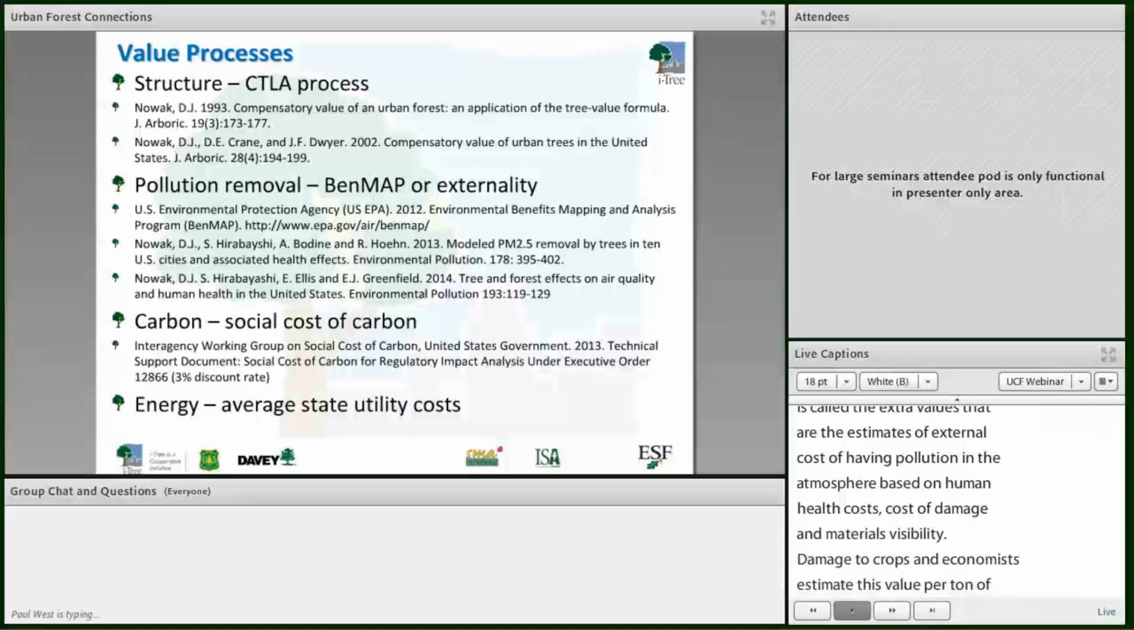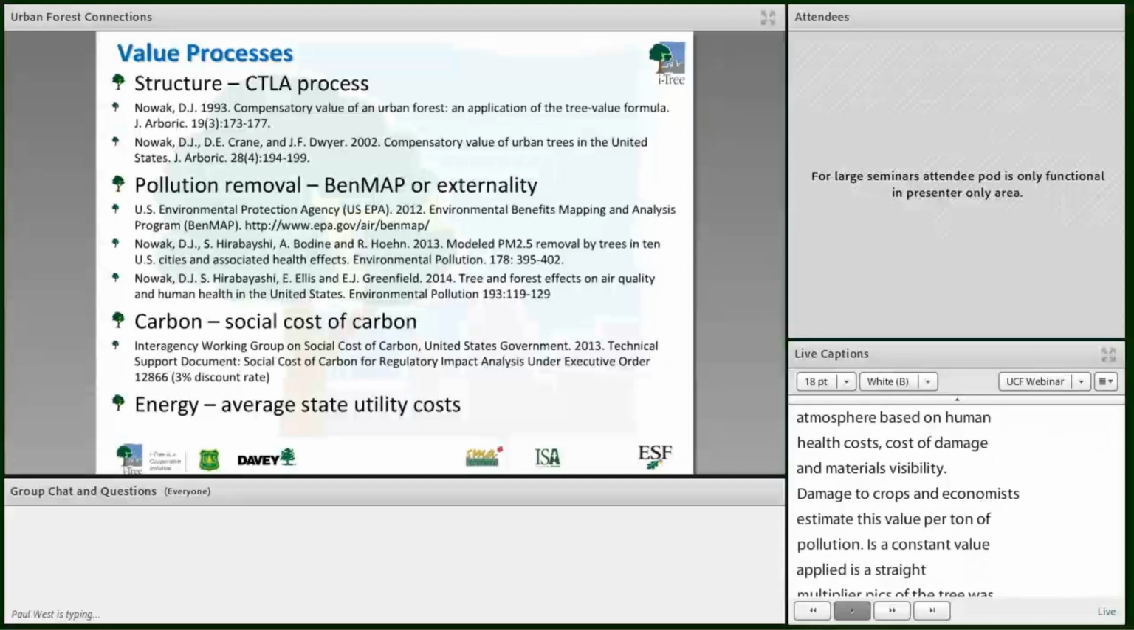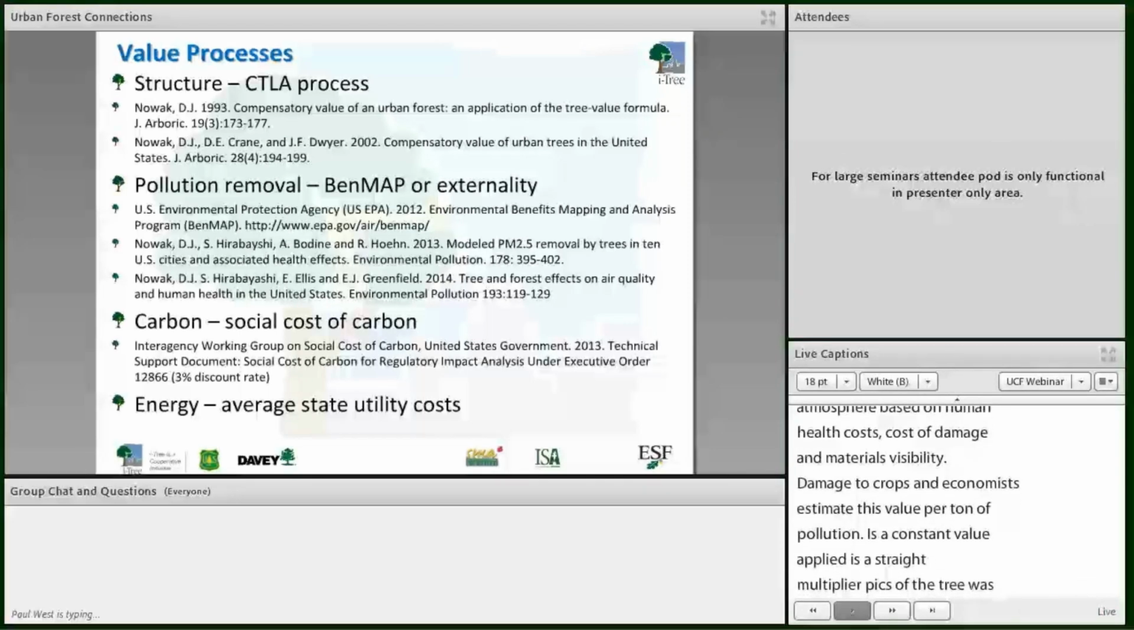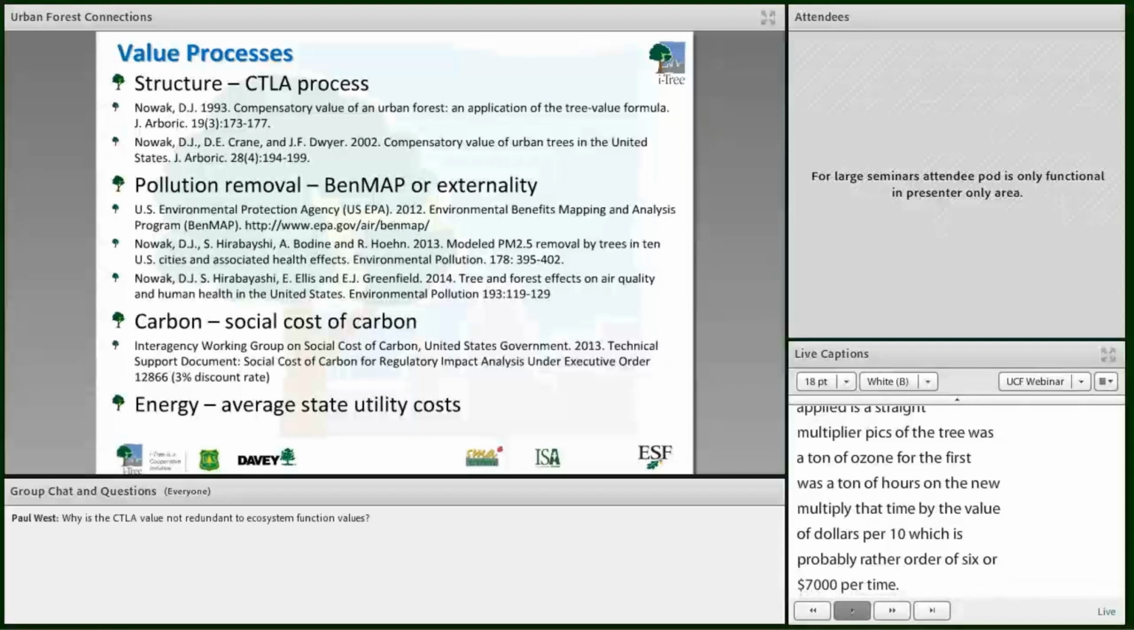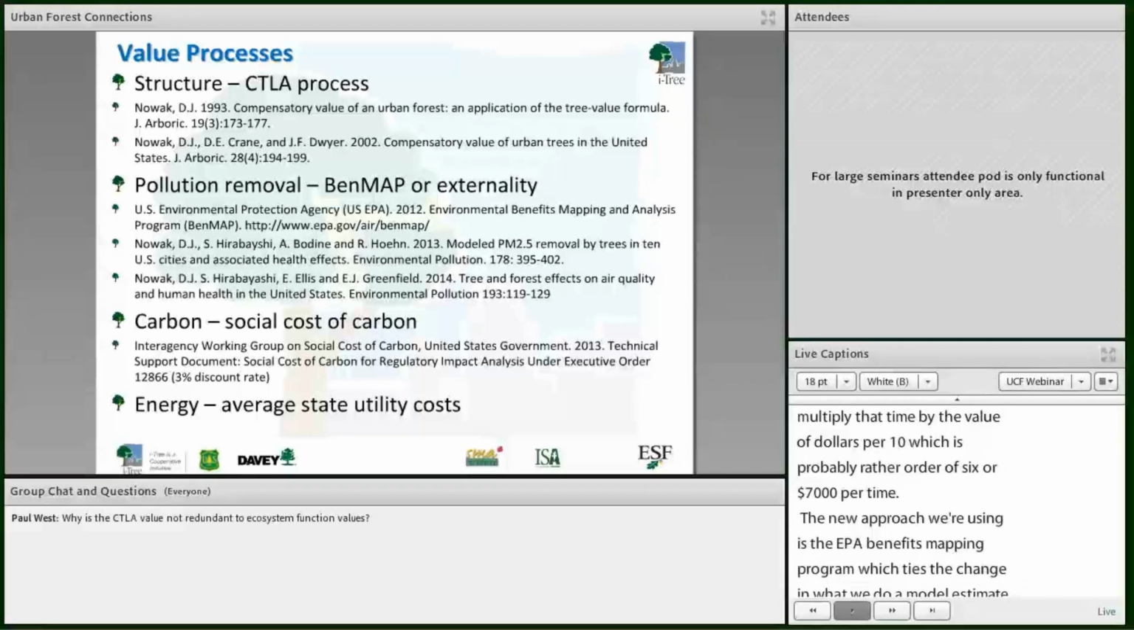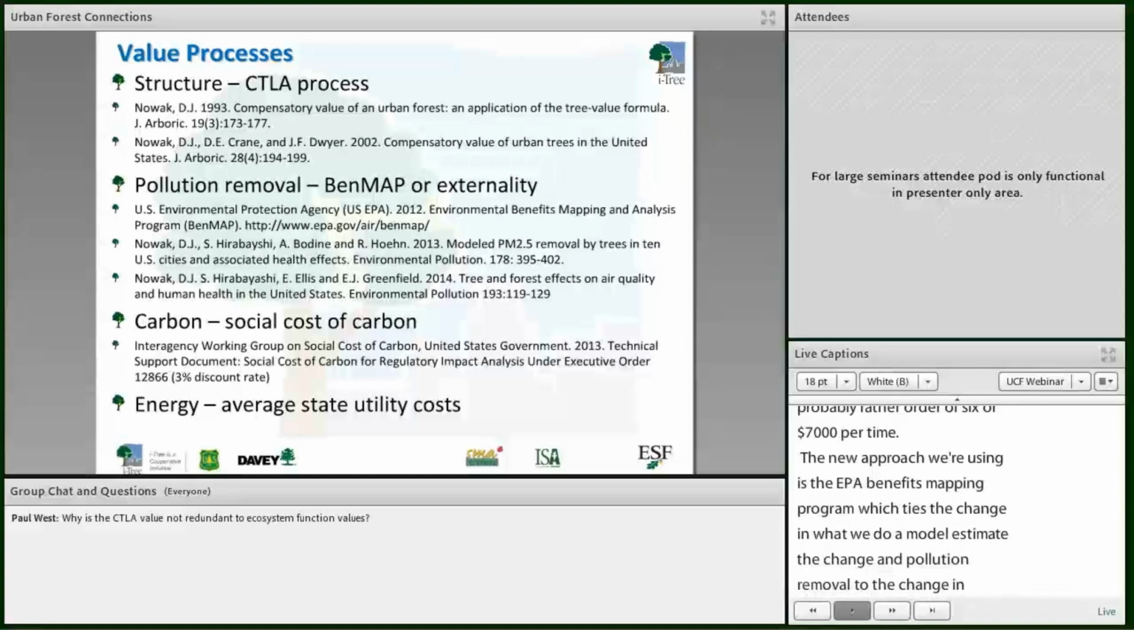So if a tree removes a ton of ozone, a forest removes a ton of ozone, you would multiply that ton by a value of dollars per ton, which is probably on the order, I think, around $6,000 or $7,000 per ton for externality. The new approach we're using is BenMap, which is an EPA benefits mapping program, which ties the change in, what we do in the model is estimate change of pollution removal to change in concentration in the atmosphere. Then we link that change in the atmosphere to how many people are being affected by that change in the atmosphere within this BenMap model.